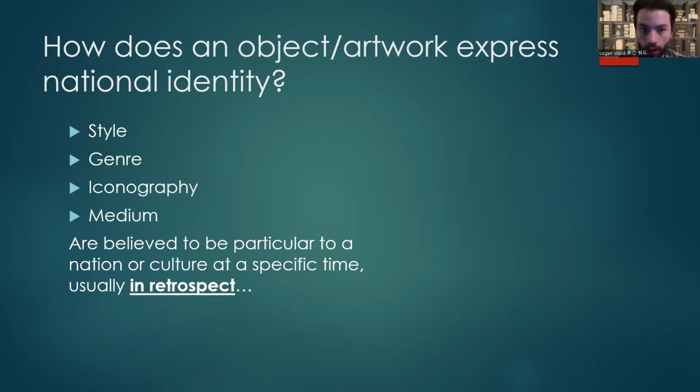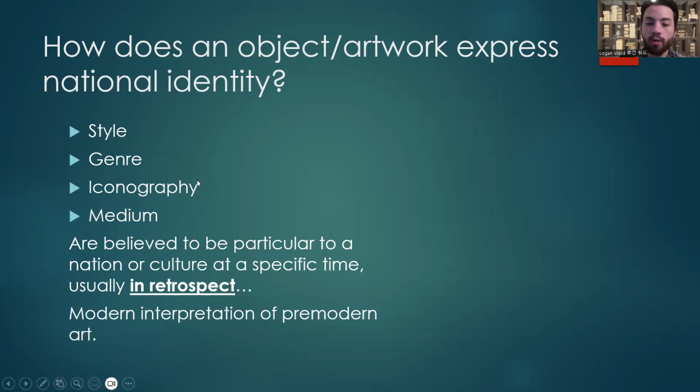And then later, when the issue of national identity becomes very prevalent, so in the 19th and 20th century, these collectors and these connoisseurs and these art historians start looking at it and they start labeling it, they start identifying these different aspects of its style, genre, iconography, medium with the nation, right? So it's a modern interpretation of pre-modern art usually, right?